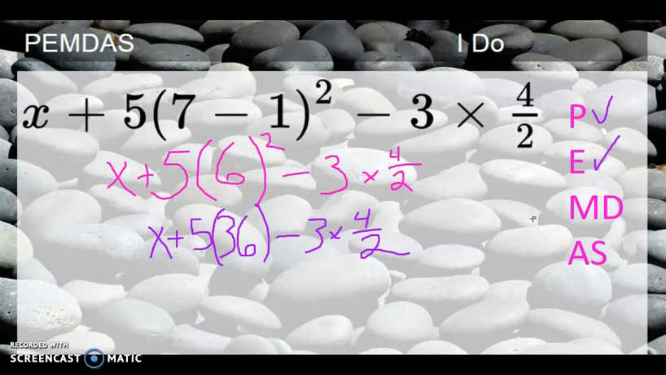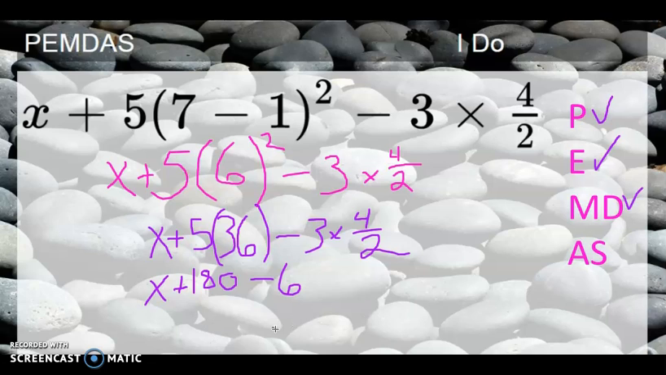Now we're going to look at multiplication and division. 5 times 36 is 180. 4 divided by 2 is 2. And 2 times negative 3 is negative 6. And bring down the x.